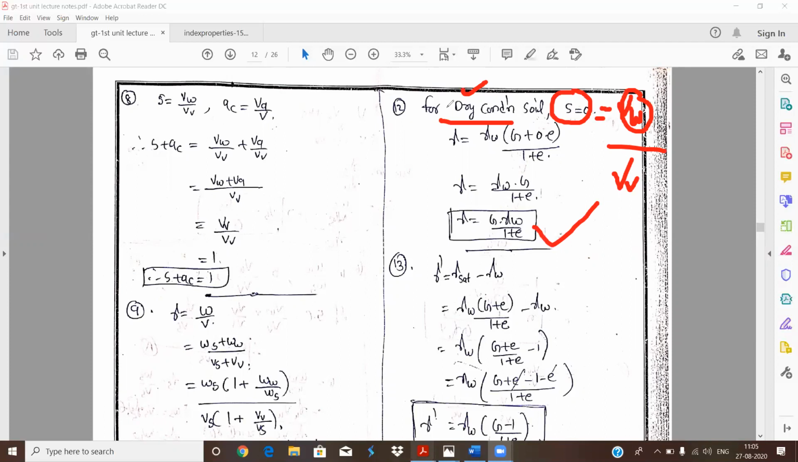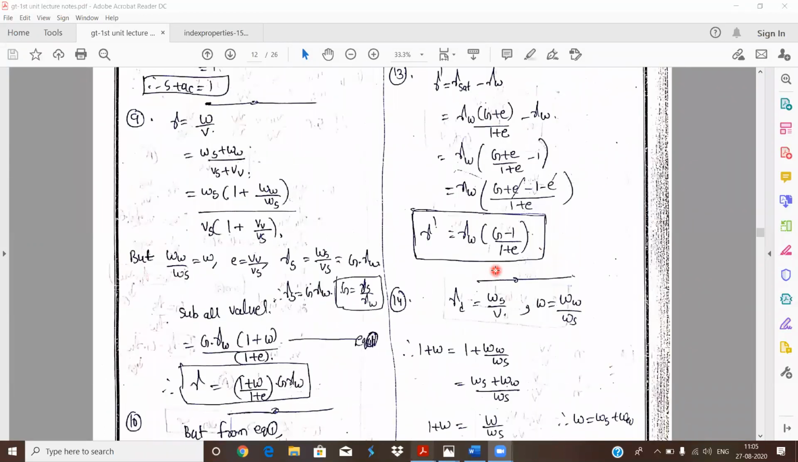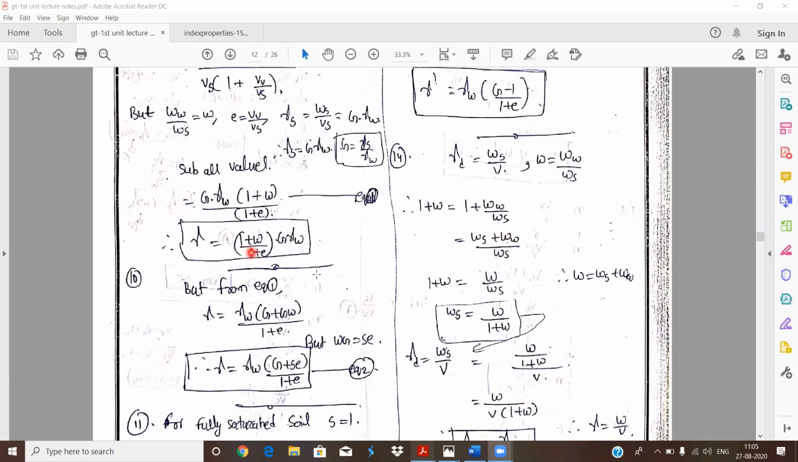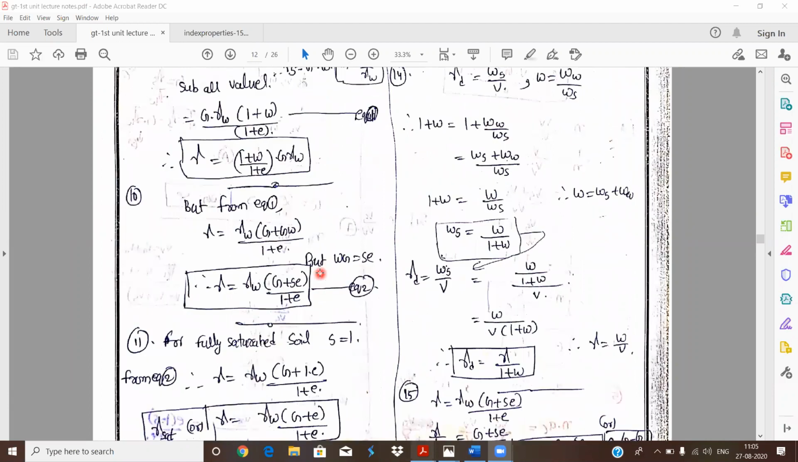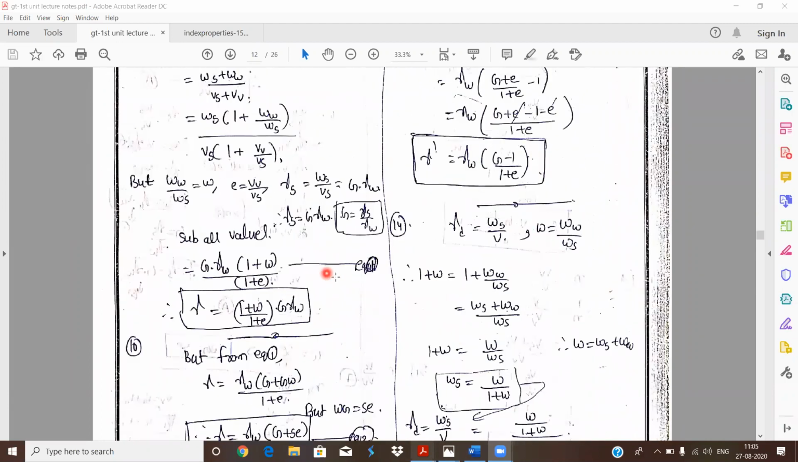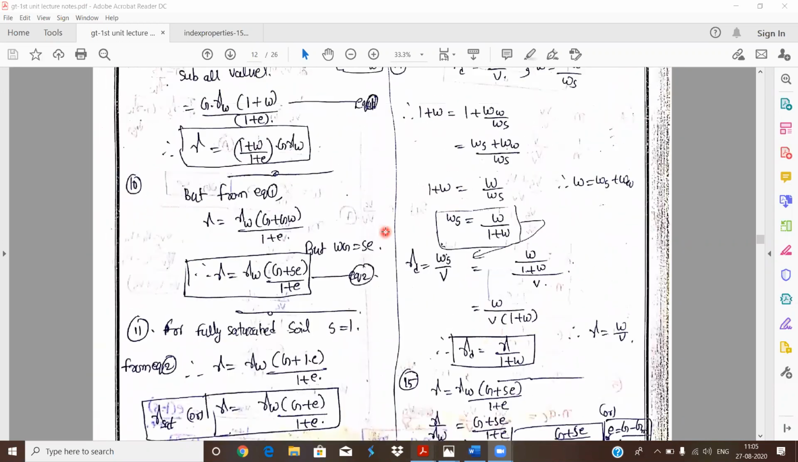So next one, submerged unit weight. Many equations are available, and all these equations are explained clearly in this material. So you should go through all the relations between the parameters once. Okay. Next step is again.